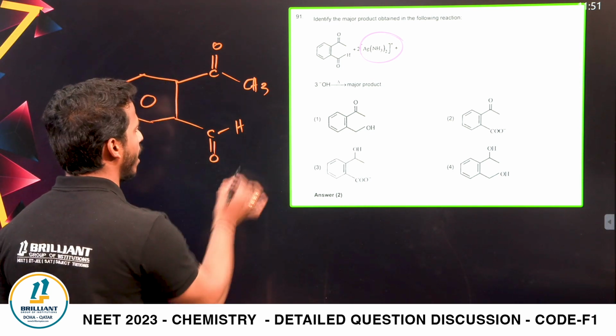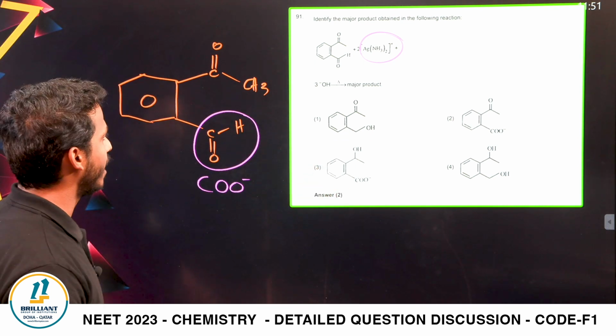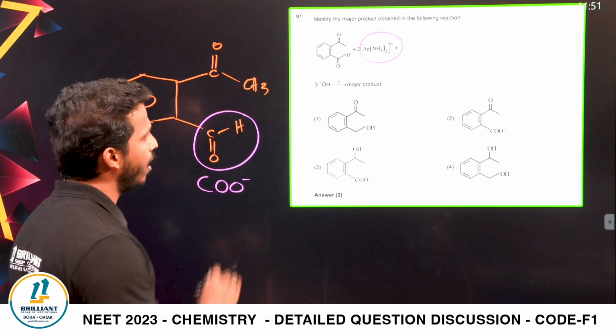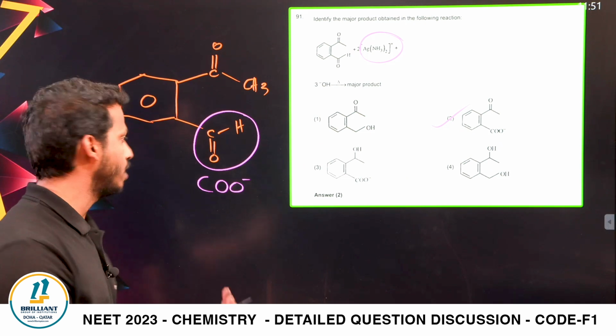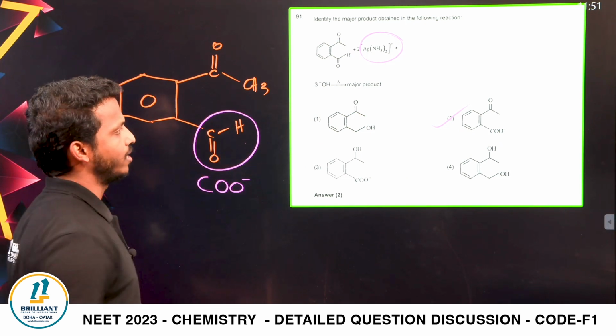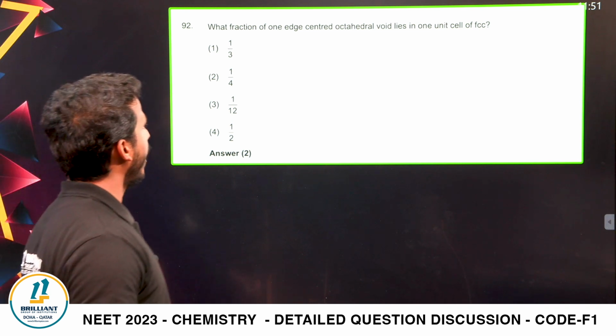And what happened to the aldehyde? The aldehyde becomes the salt of the carboxylic acid. So what is the answer, dear all? The ketone remains the same, and the aldehyde part gets oxidized. You know, Tollens reagent is an oxidizing one, it oxidizes the aldehyde to acid. Answer is number 2.